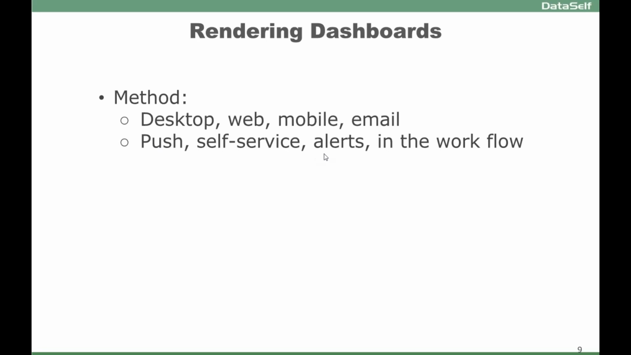Alerts, very important. Sometimes people only care about information when something changes. They don't want to see it unless something changes. So be sure you have an alerts module to send things only when they change. And most importantly, be sure your BI platform allows you to insert your reports and dashboards into other applications, because putting reports and dashboards in the flow is the most useful way to get user traction.